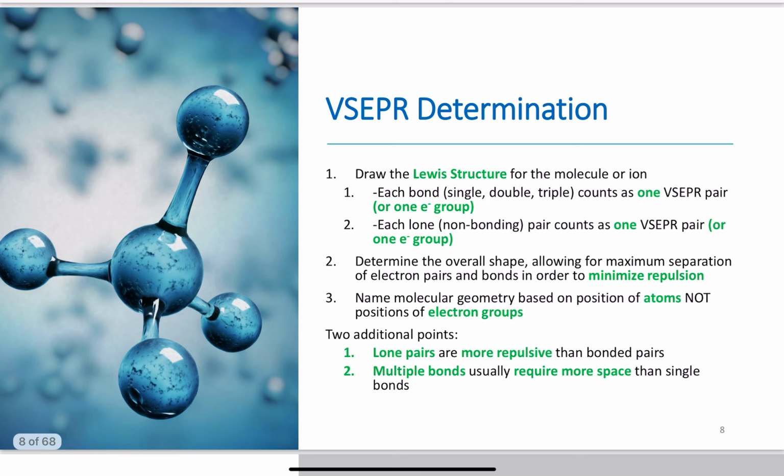So how are we going to apply VSEPR? First thing I want you to do is draw your Lewis structure. Draw the Lewis structure for the molecular ion you're looking at. Each bond, whether it be single, double, or triple, counts as 1 VSEPR pair, or 1 electron group. Again, I don't care if it's a single bond, double bond, or triple bond. It counts as 1 area of electron density. One area, one area, one area.